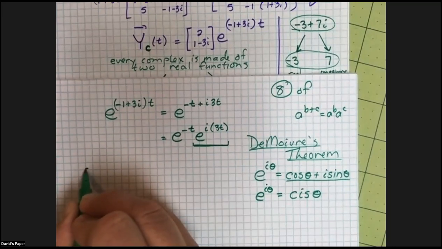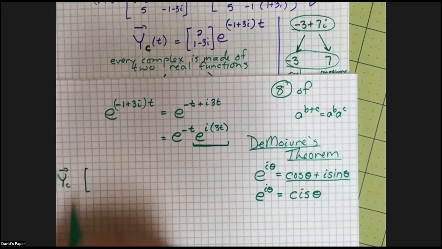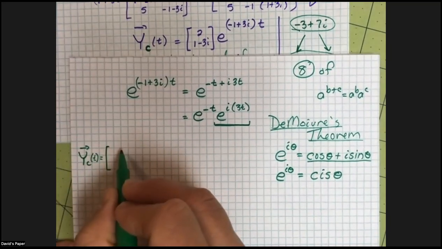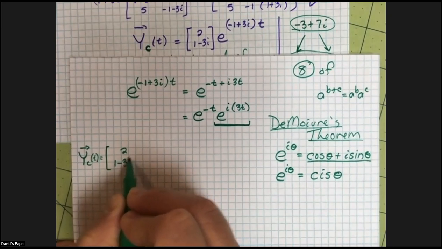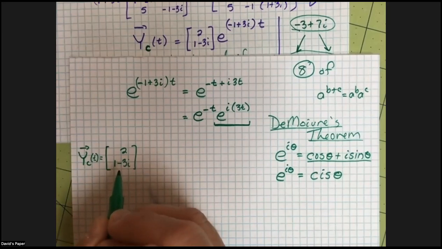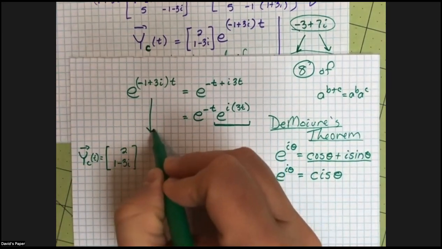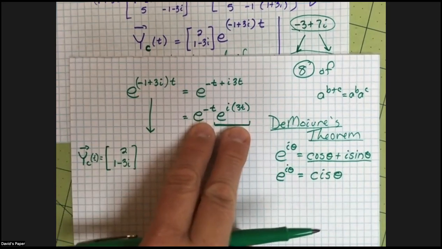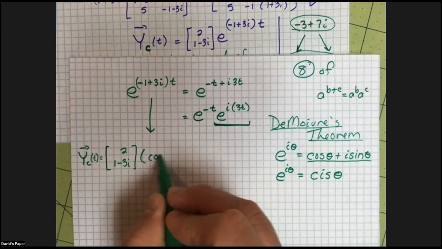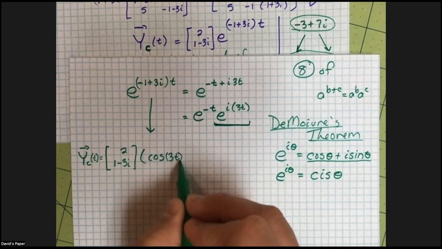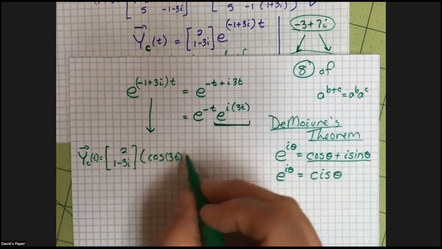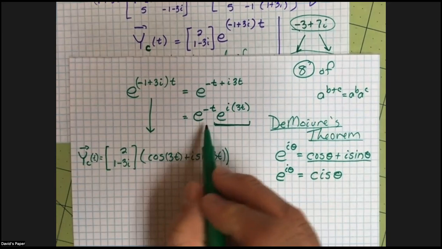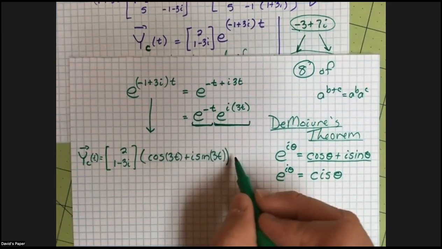Okay, so here's what we're going to do. We're going to take our YC. Move this under the camera a little bit better. Which is 2 and 1 minus 3i. We're going to do a fancy multiplication. We're going to multiply by e to the minus 1 plus 3i times t. But we're going to break that down into those two pieces. And this piece is cosine of 3t plus i sine of 3t. But don't forget, there's an exponential decay attached to it on the outside.